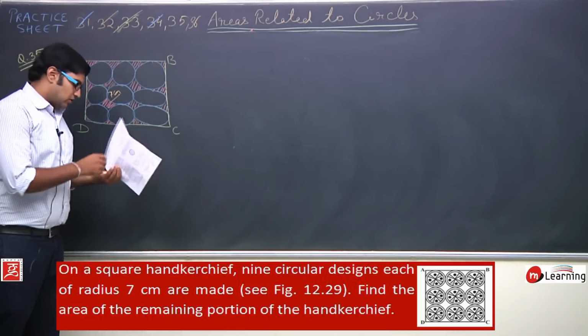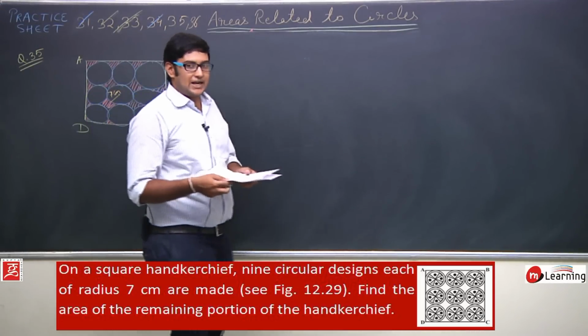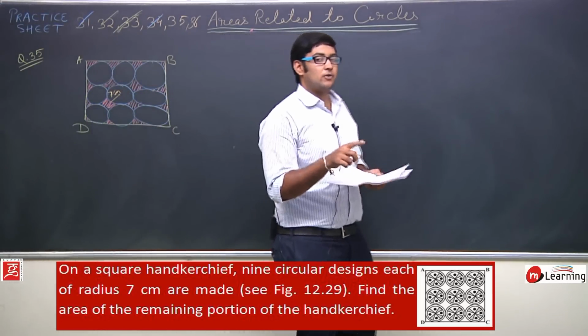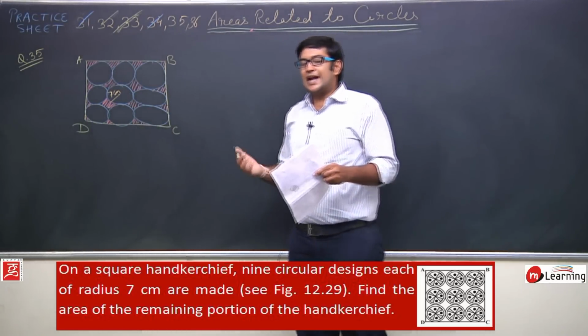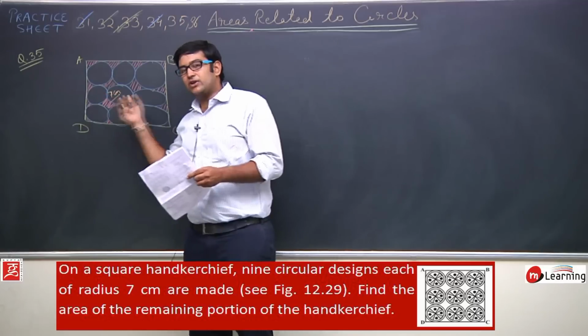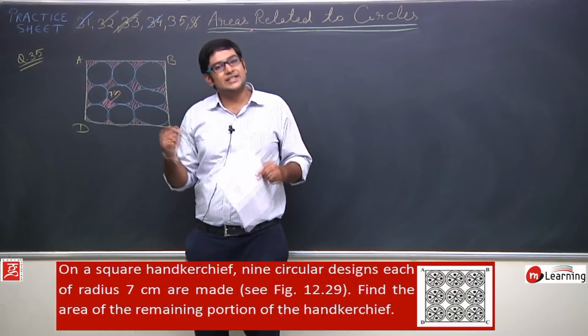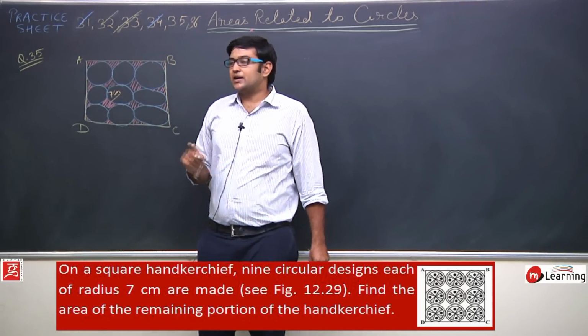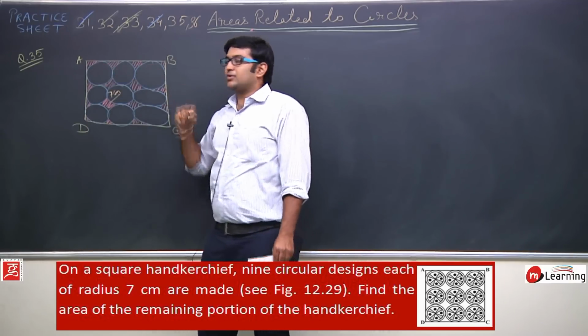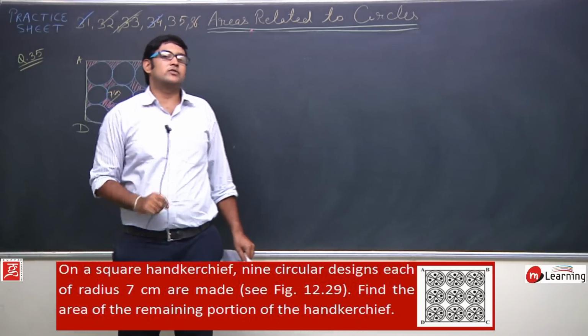So how do we calculate the area of this remaining portion? We will subtract the area of these circles from the square. For that, I need the area of these circles. Now, can I calculate the area of the circles? Yes, I know the radius of the circle, so I can very easily calculate the area. But do I know the side of this square? Till now, I do not know. So how do we calculate the side of the square?